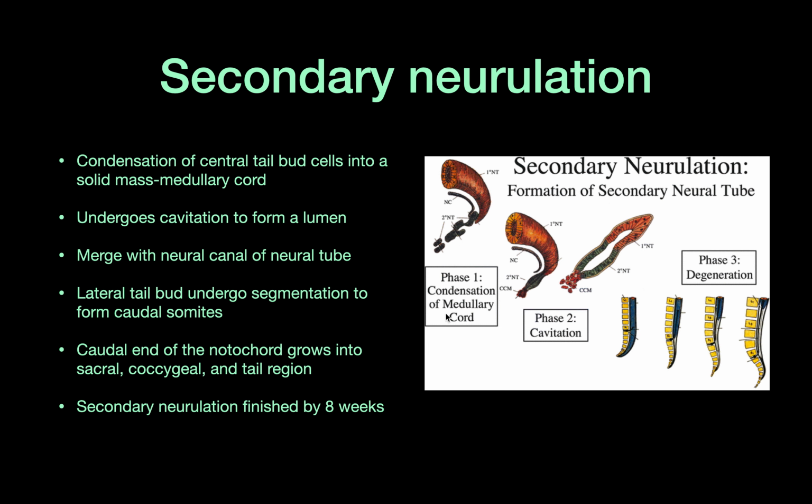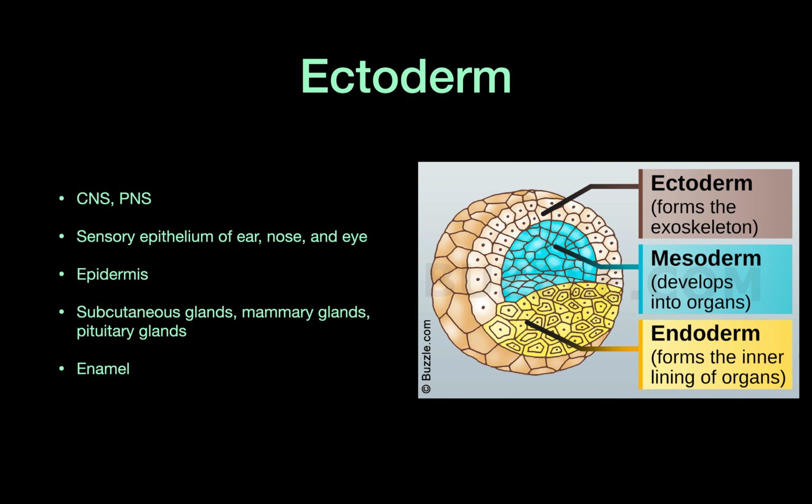So first, it is condensed into the medullary cord, and then there's the cavitation, making a cavity, and then it degenerates, leaving only the somites behind.